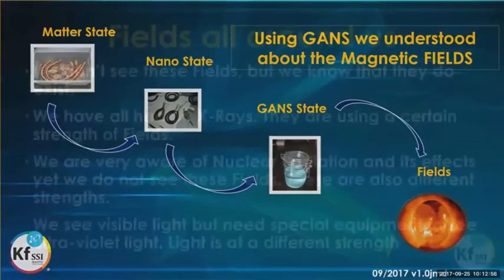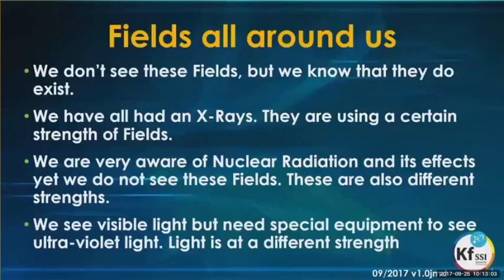Now when we talk of the fields, they're all around us. We don't see these fields, but we know that they do exist because we've all had X-rays, been to the dentist or the doctor, and those X-rays are using a certain strength of field. We don't see them, but we know that they are there. We are very aware of nuclear radiation and its effects, yet we don't see these fields either. These are also of a different strength. We see visible light, but we need special equipment to see ultraviolet light.